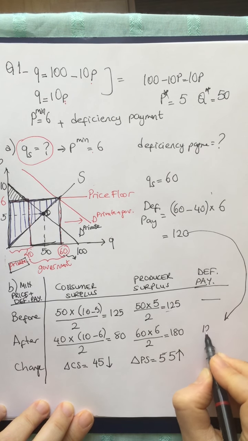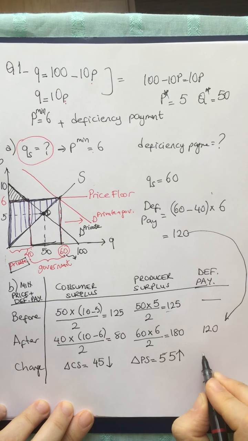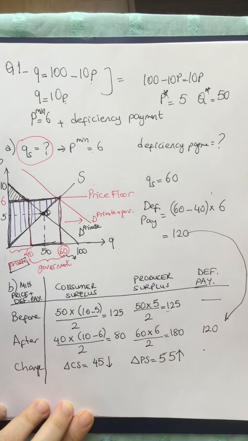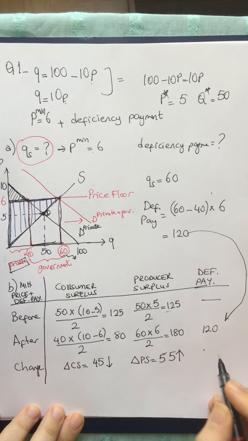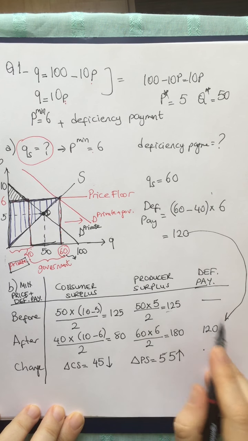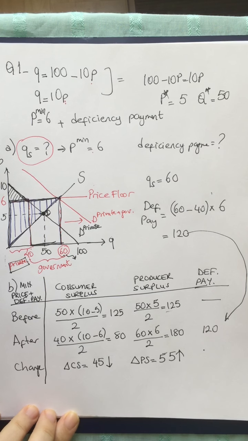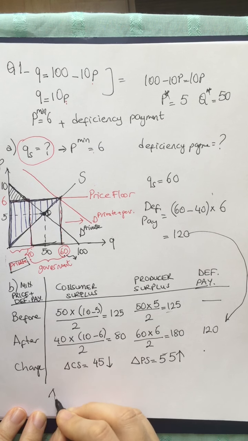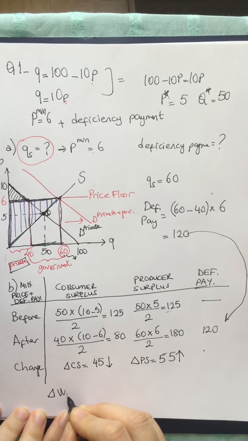120, so it is kind of a negative value because that's the payment. So not a decrease, the deficiency payment has increased, but it's a kind of payment, so we will think of it as a negative value in the welfare. So the change in the welfare.